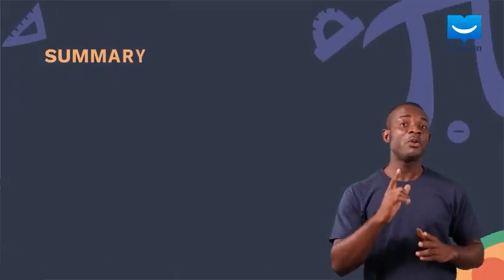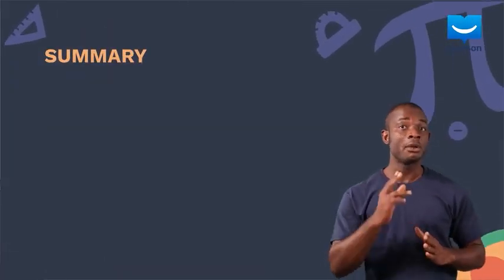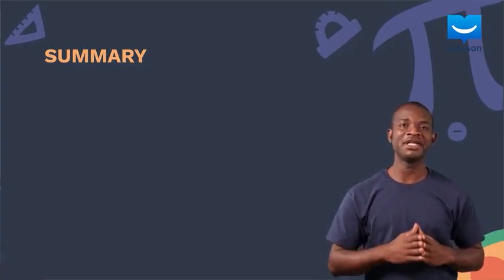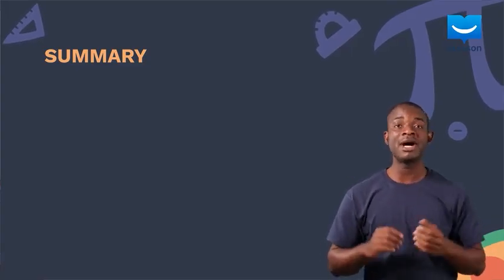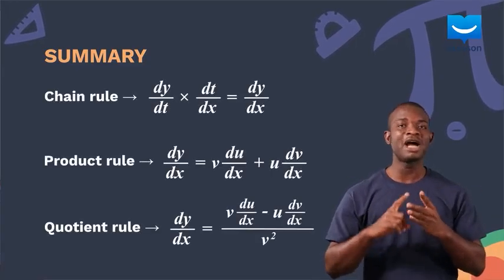In summary, we have learnt about differentiation, polynomials, and how they are differentiated. We also learnt about the chain, product, and quotient rules.